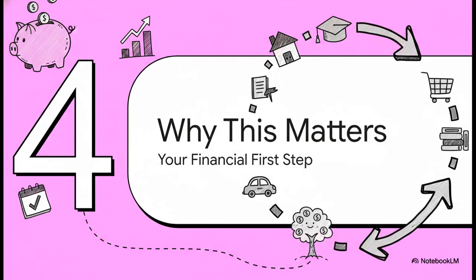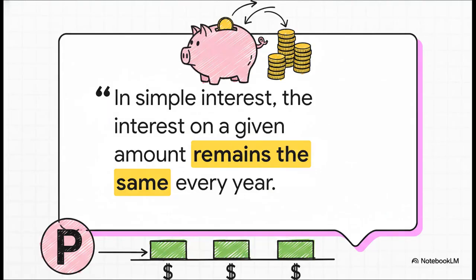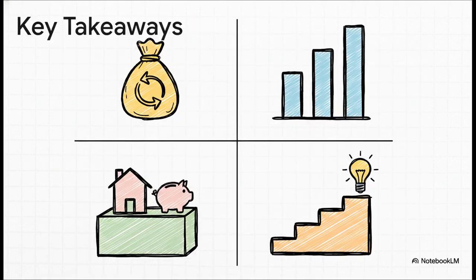So we've gone through all the definitions, we've done the math, but let's take a step back. Why does any of this actually matter in your real life? What's the big picture here? You know, this quote really hits the nail on the head. With simple interest, the calculation is always based on that original starting amount, the principal. That means the amount of interest you pay or earn never changes. It's the same this year as it is next year. It's predictable.